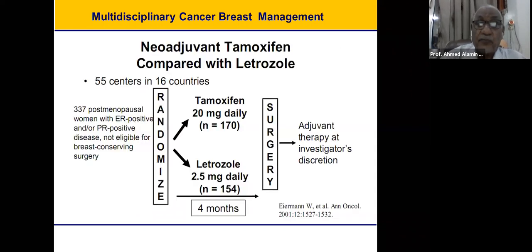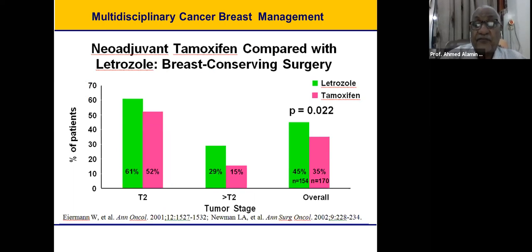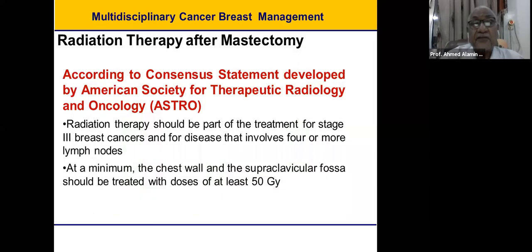Neoadjuvant letrozole compared with tamoxifen is more effective, and it is now almost taking the place of tamoxifen. In neoadjuvant tamoxifen compared with letrozole for breast conserving surgery, as you see, letrozole is greater in all sizes of the tumors and in overall results.